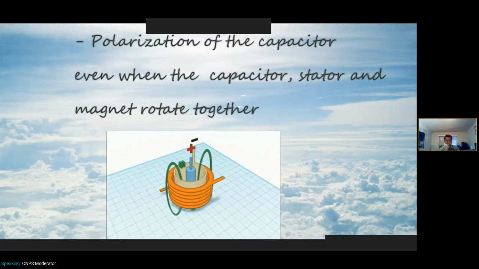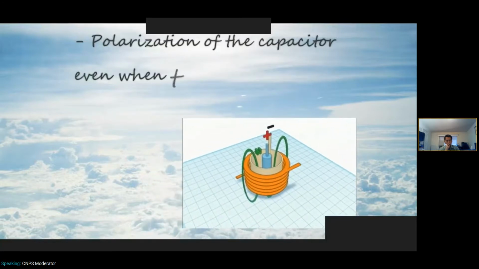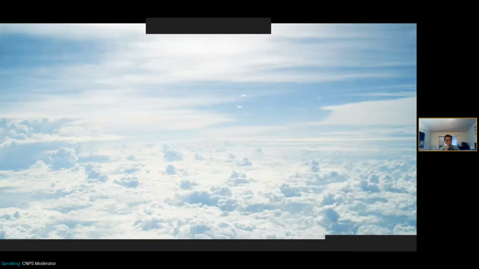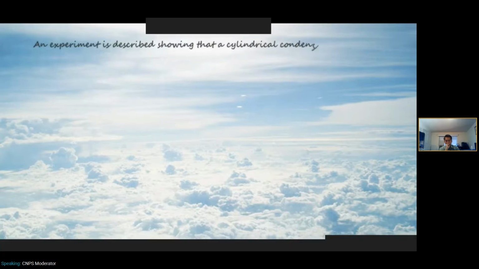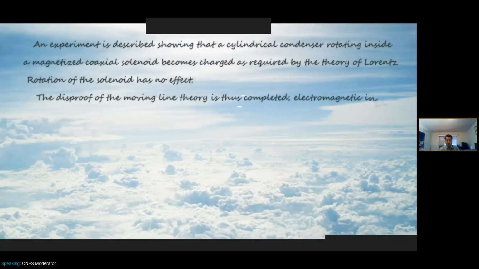This result appeared to confirm the theory of Lorentz, Maxwell, and Faraday and disprove the theory of Einstein. Kennard said in his final summary, "An experiment is described showing that a cylindrical condenser rotating inside a magnetized coaxial solenoid becomes charged as required by the theory of Lorentz. Rotation of the solenoid has no effect. The disproof of the moving line theory is thus completed. Electromagnetic induction depends in part upon absolute rotation in the mechanical sense."